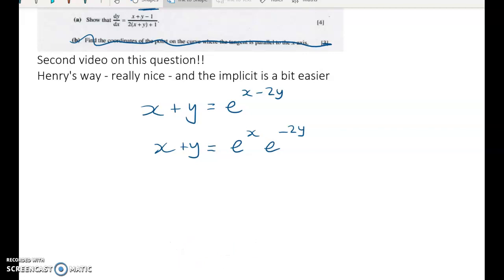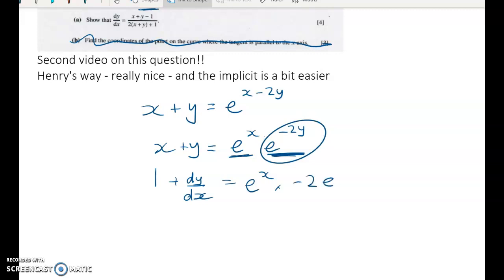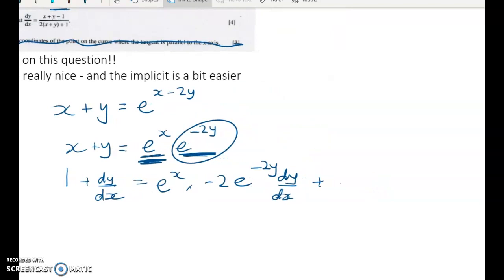So on the left-hand side, we get 1 plus dy by dx, so that's good. And then here we're going to do implicit, and we're going to use the product rule. So we've got the first function, e to the x, times the derivative with respect to x of this one. So it's going to be times -2 e to the -2y dy by dx. And then we've got the other way around. So the derivative of this, so u dash, which is just e to the x, times the second function.